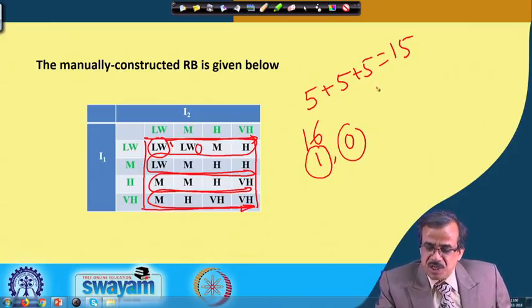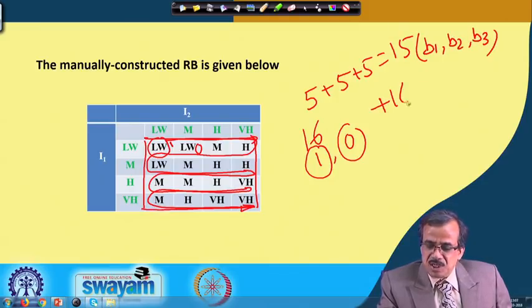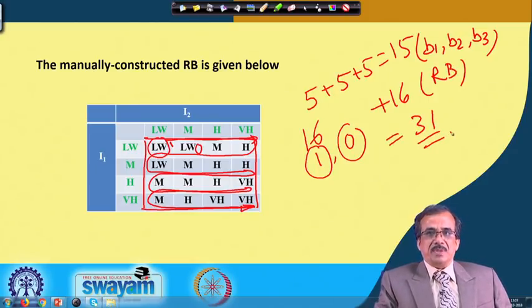So, the GA string will consist of 15 bits for B 1, B 2 and B 3, plus 16 for the rule base. So, the GA string will be 31 bits long.